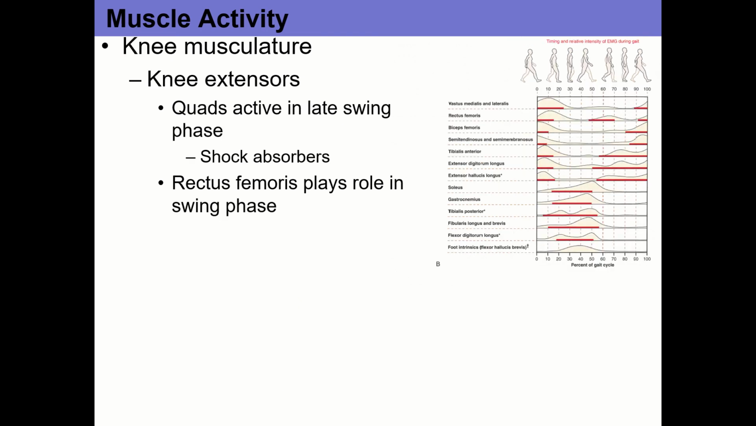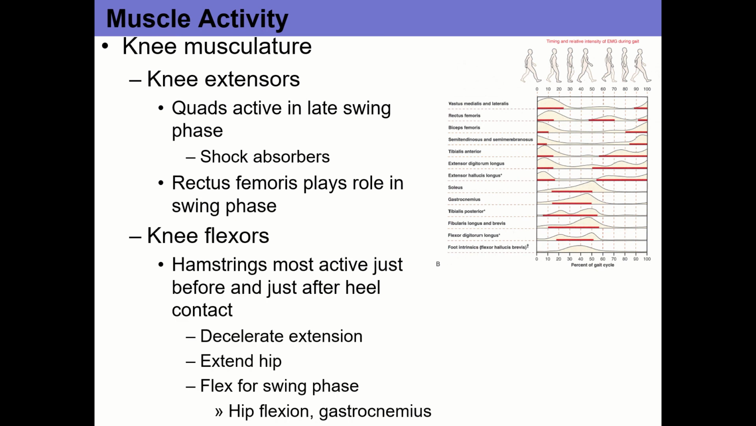I mentioned the activity of the quads earlier. So again, the quads are active at a couple points. They're active late in the swing phase because they're going to extend the knee almost fully, so lacking about 5 degrees of full extension. And then they're going to contract to decelerate the leg, or decelerate the body as the heel hits the ground and we move over the top of the leg. And as you can see there, rectus femoris also plays a role because it's the only one of the 4 that's a hip flexor. It plays a role in bringing us into the next step.